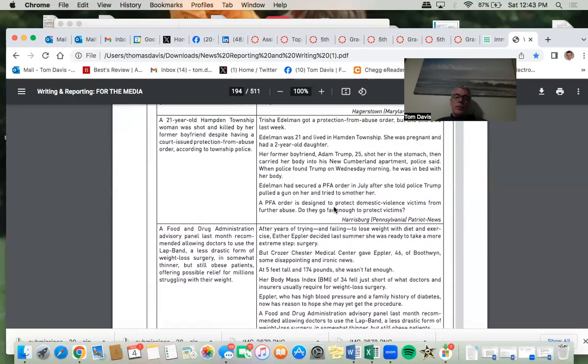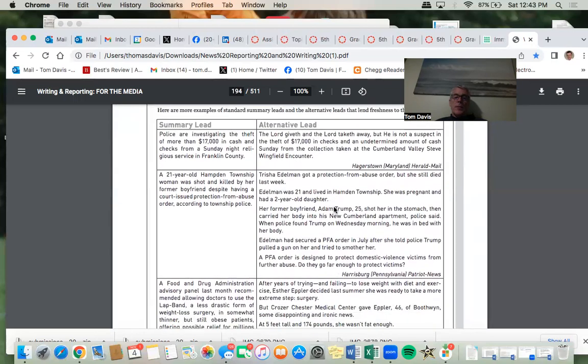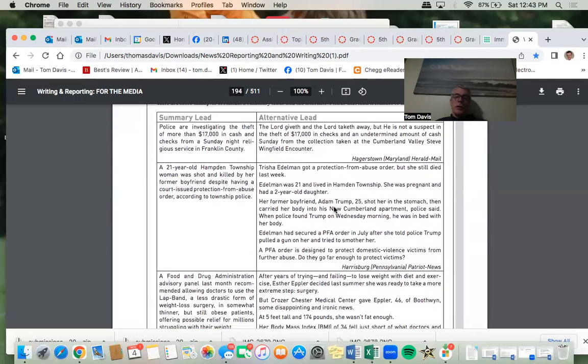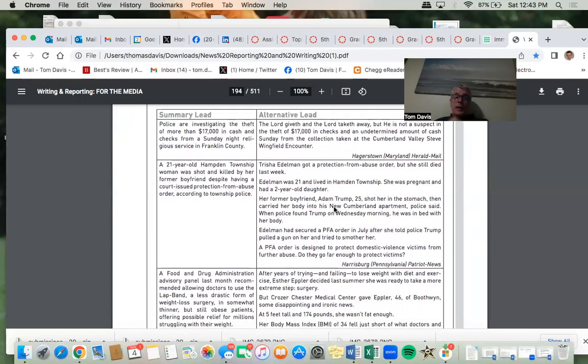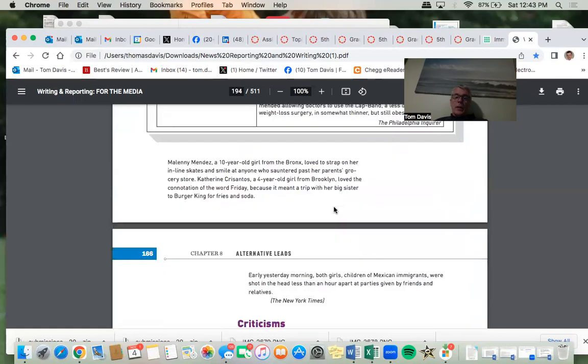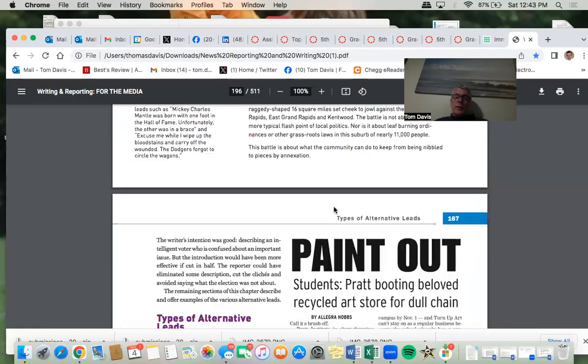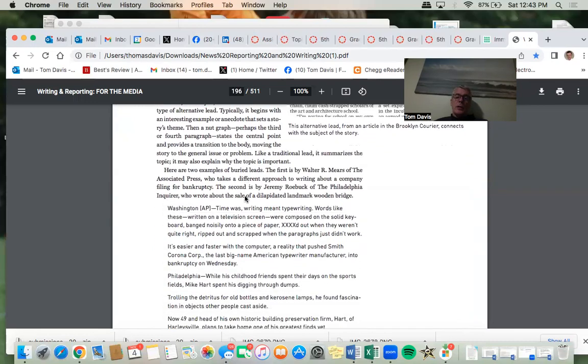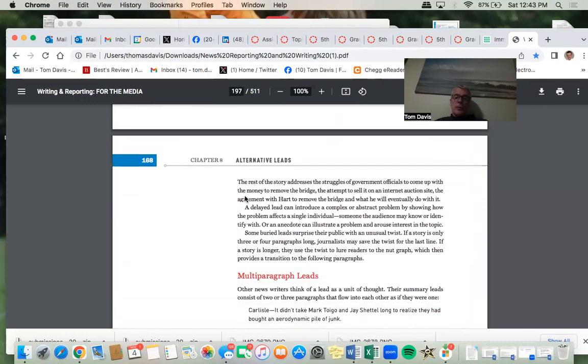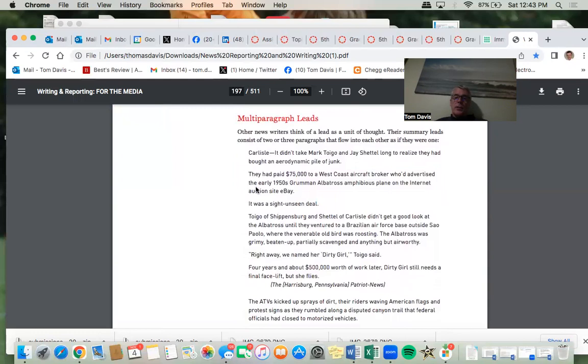But the story is really about, typically, these stories are about people's reactions to some event that's going on, a major news event or whatever. All right. So with buried or delayed leads, the nut graph comes in a little bit later. It's also called a buried or delayed lead, where again, they leave you wanting.